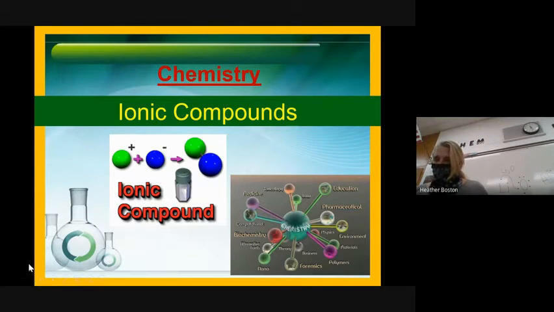So we're going to talk about naming compounds, and the first thing we're going to start with is ionic compounds. There's a couple different kinds of compounds, and the first one, or the simplest one, is ionic.